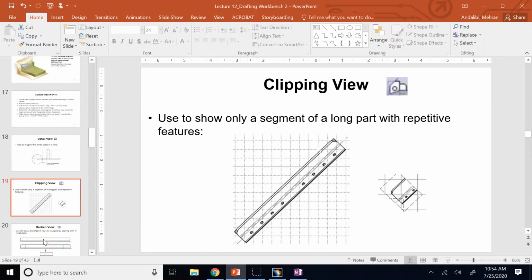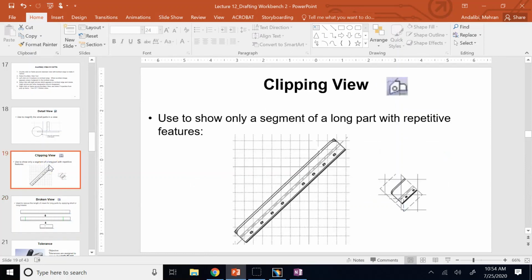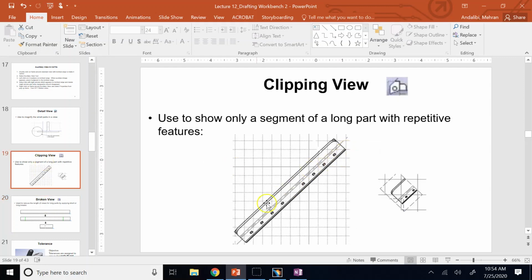And also we have broken view and clipping views. These are for long objects. When you have a long object, you might not need to show the entire view in your drafting. Why? Because it doesn't have too much info more than a specific portion of it. The rest of it is just repeating itself, right?